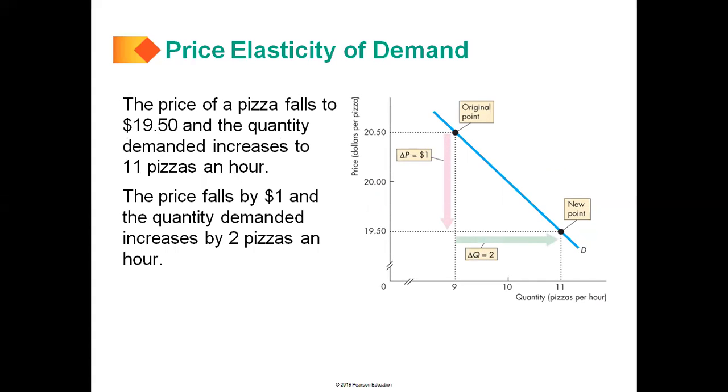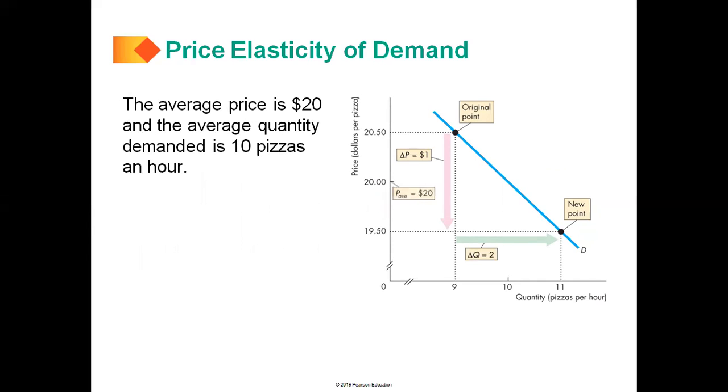Okay. Well, the change is, all right, now we're going to do the math. So the average, we did get the price change was $1, but the average price from 2050 to 1950 is 20, or halfway. If you need to calculate it with a calculator, just add up the beginning and the end and divide by 2. And I think you can see now that the average quantity demanded is just going to be 10. 9 plus 11 divided by 2 is 10.